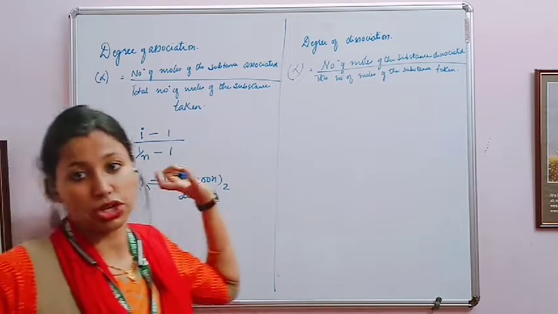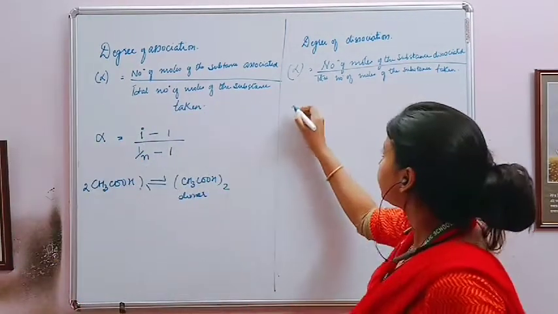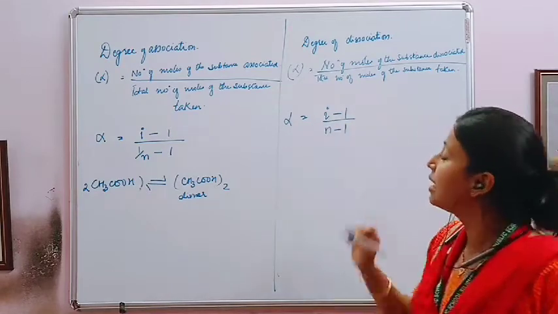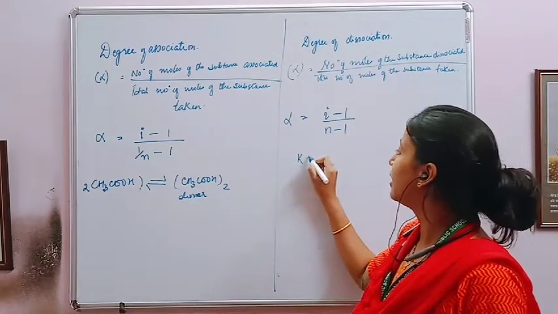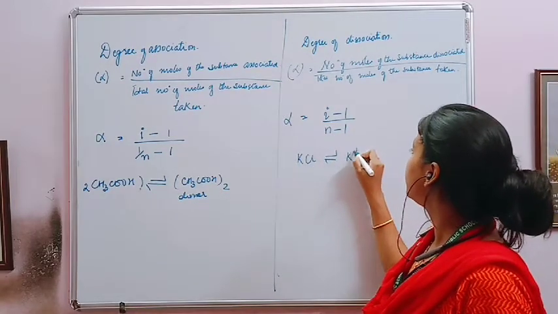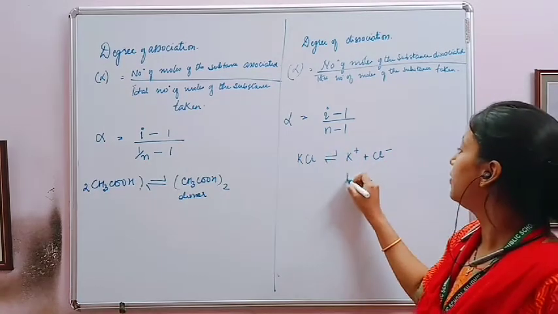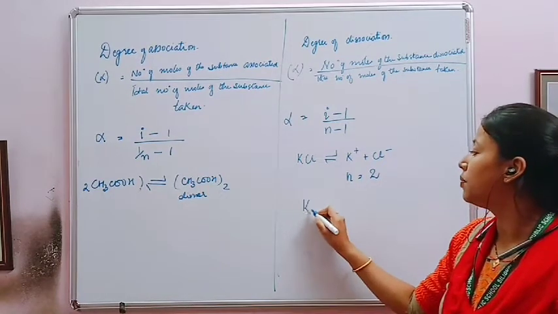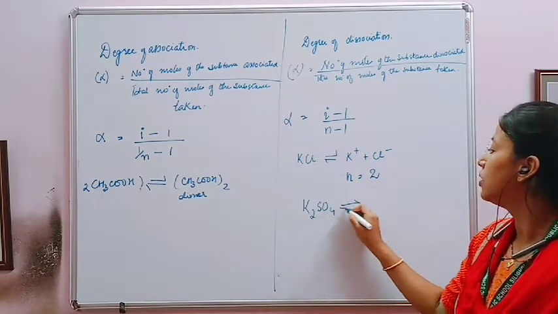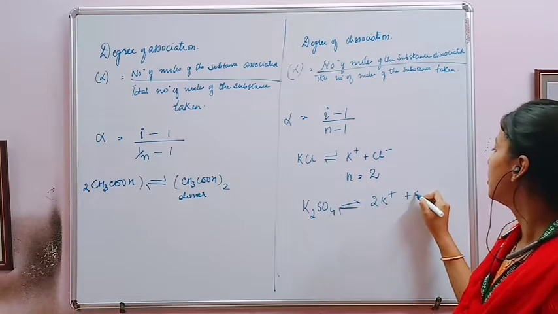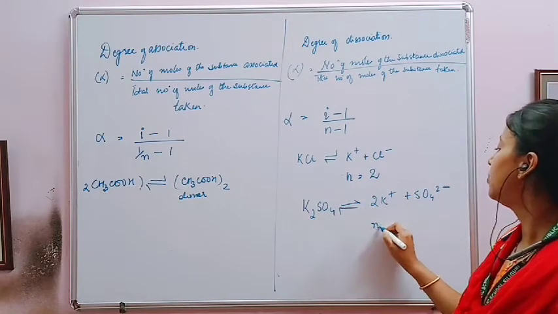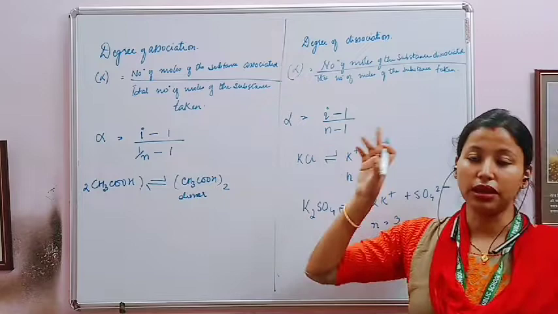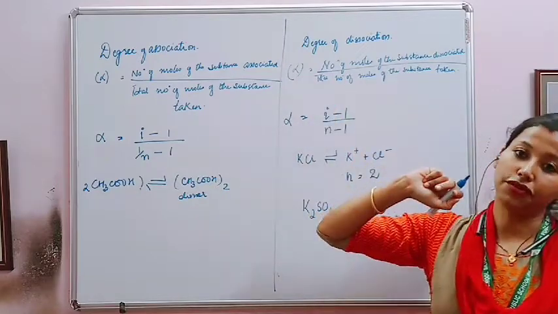away with this relation. Similarly, alpha for dissociation is (i - 1)/(n - 1). That means for electrolytes like KCl, which will dissociate as K+ and Cl-, the value of n will be 2. Similarly, for potassium sulfate, K2SO4, which will dissociate as 2K+ and SO4 2-, the value of n will be 3. So you can use these values and put them straight away in the formula after calculating the Van't Hoff factor.